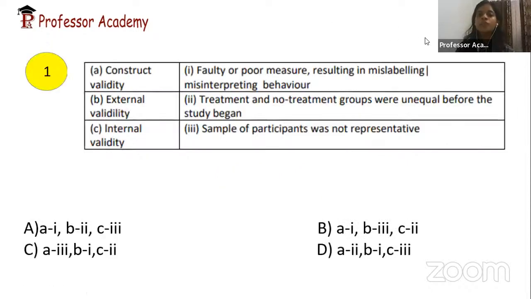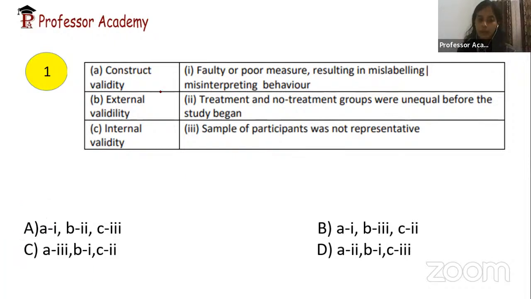Given here is a question on the validity concept. This is a match the following question. First one is construct validity, then B, external validity, then C, internal validity. The other side is the explanation regarding it. First one, faulty or poor measure resulting in mislabeling, misinterpreting behavior. Second one, treatment and no treatment groups were unequal before the study began. Then third, sample of participants was not representative.